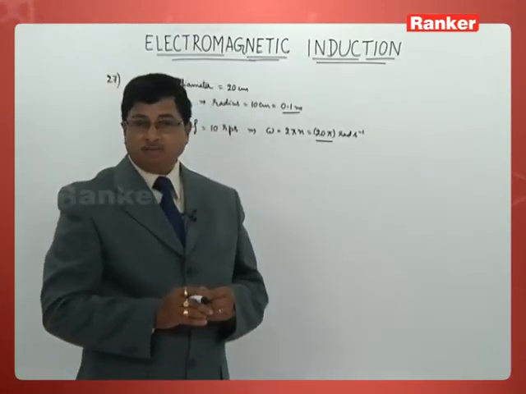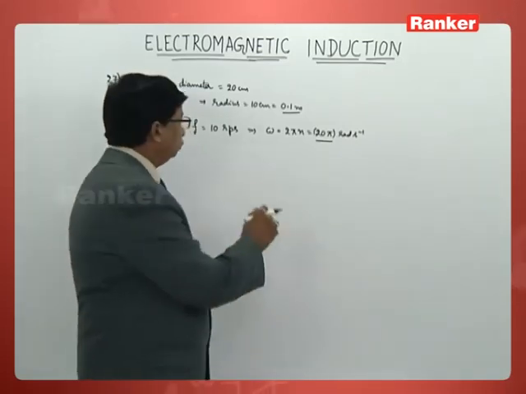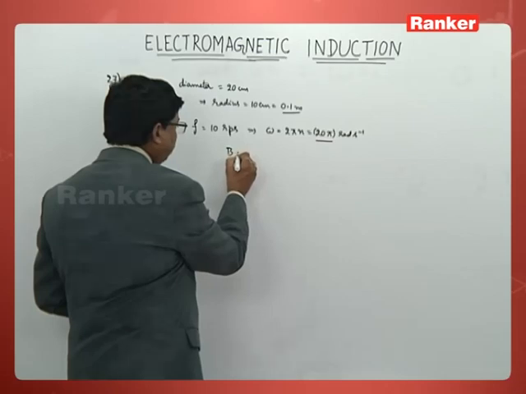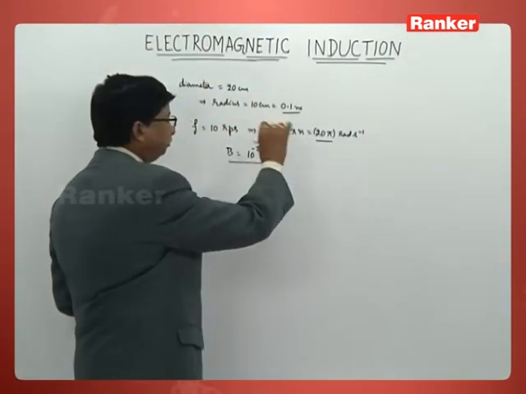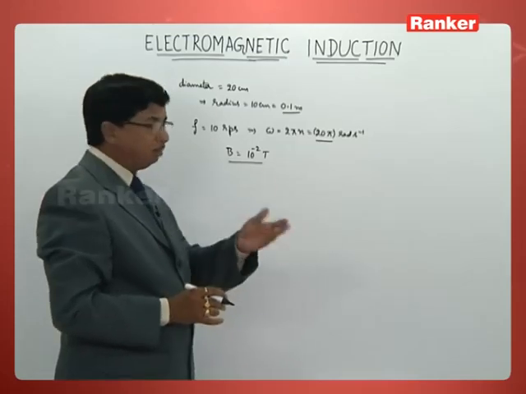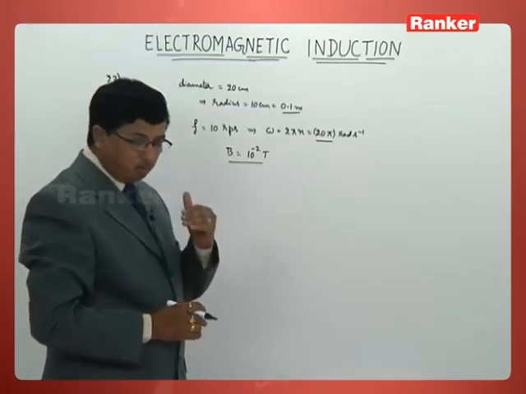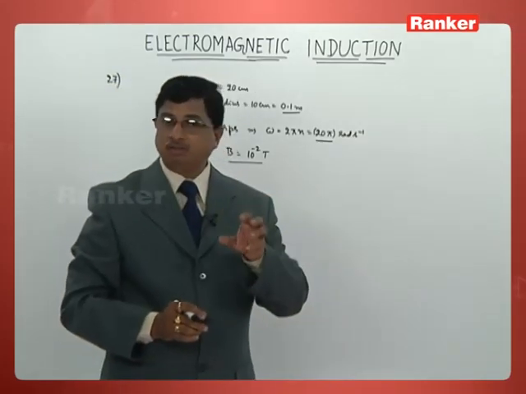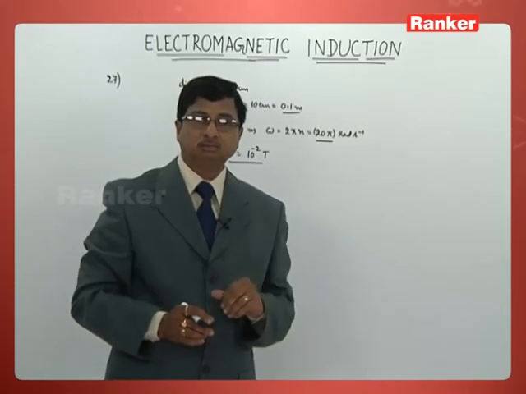And what else has he given? Uniform magnetic field of 10 power minus 2 Tesla, that's B is given as 10 power minus 2 Tesla. Straight away this is the data. Whether you directly remember or put them on paper, no problem. Now we want the potential difference between the center and the rim of that disk.